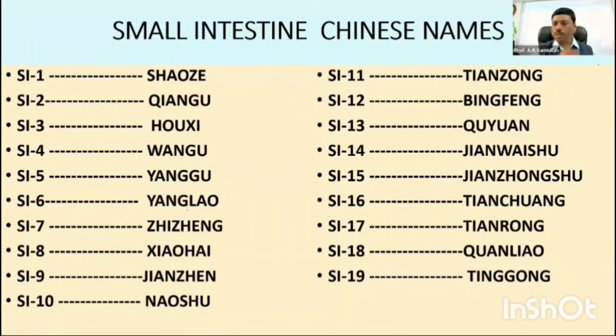Now, how many points exist in total? 19 points exist. How to pronounce the Chinese terminology, the pinyin names, in Mandarin? We'll try to say them. The first point is Shaoze, Qiangu, Houxi, Wangu, Yanggu, Yanglao, Zhizheng, Xiaohai. That is 8 points. Then Jianzhen, SI9, and Naoshu, SI10. Then Tianzong, Bingfeng, Quyuan, Jianwaishu, Jianzhongshu, then further Tianchuang, Tianrong, Quanliao, Tinggong. 19 points exist in the small intestine meridian.